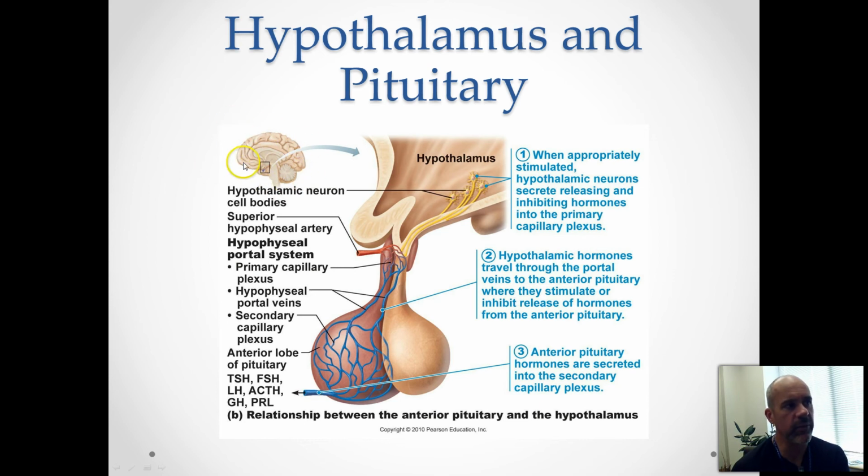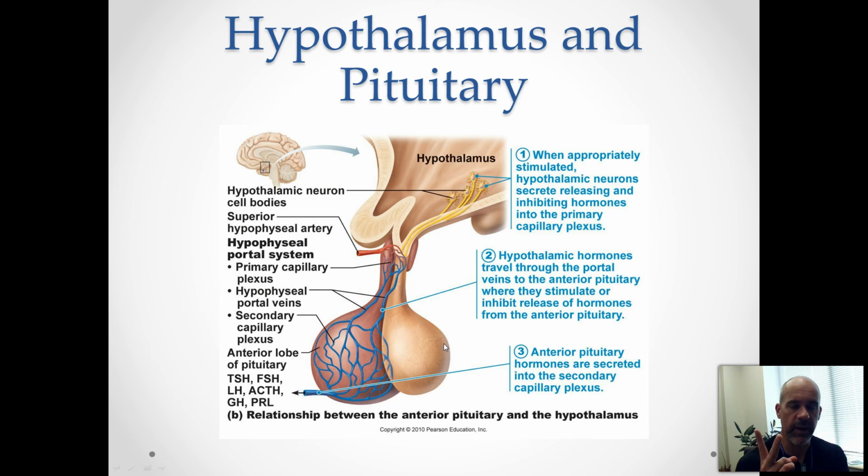This is the anterior portion of the brain. Here's the posterior portion. And now we're zooming in on the hypothalamus right in here. And here's the stalk in between the hypothalamus and the pituitary. That's your infundibulum. So you need to know how to identify that. And then here's your pituitary gland.